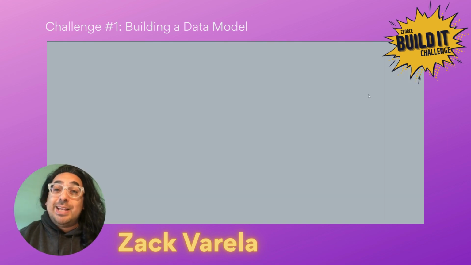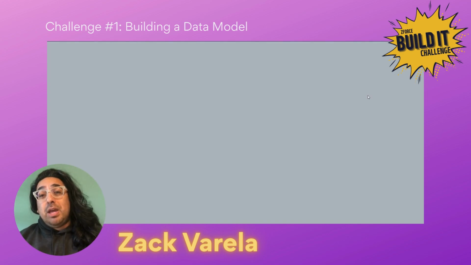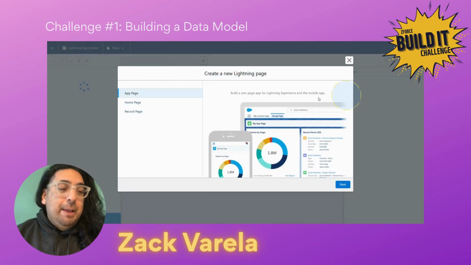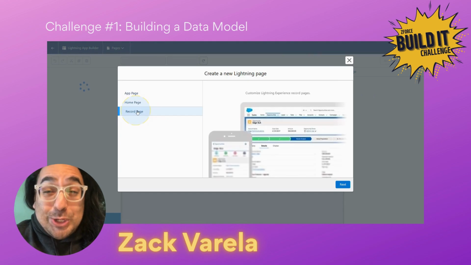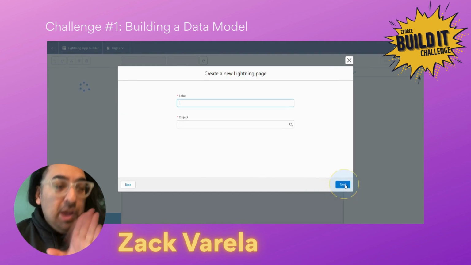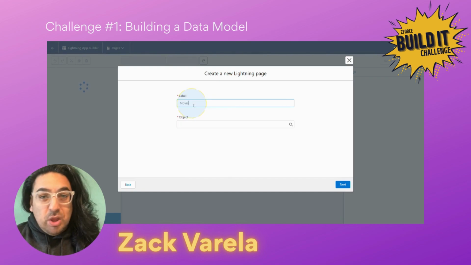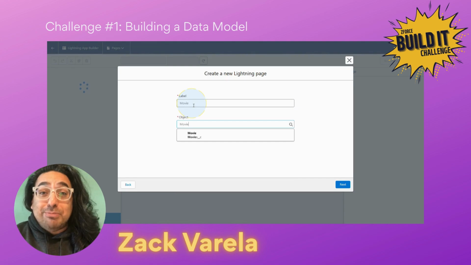The first thing it's going to ask you, is this going to be an app page? Is this going to be a home page? Or is this going to be a record page? This is a record page, okay? We might get to home pages and app pages later, okay? We're going to label this just the same thing, movies, nothing special, and we're going to choose the movie object.